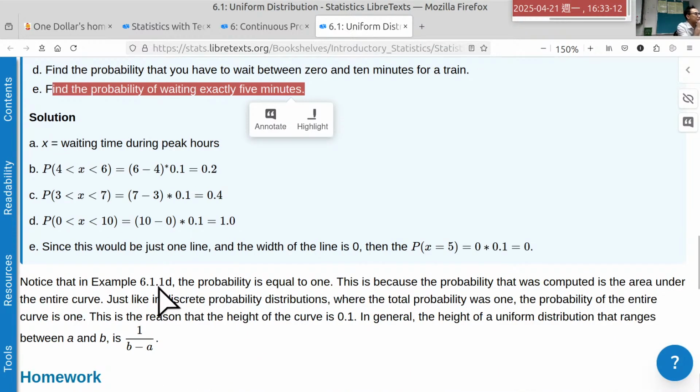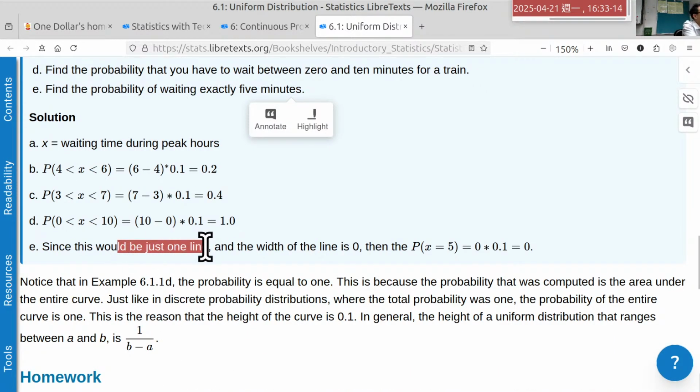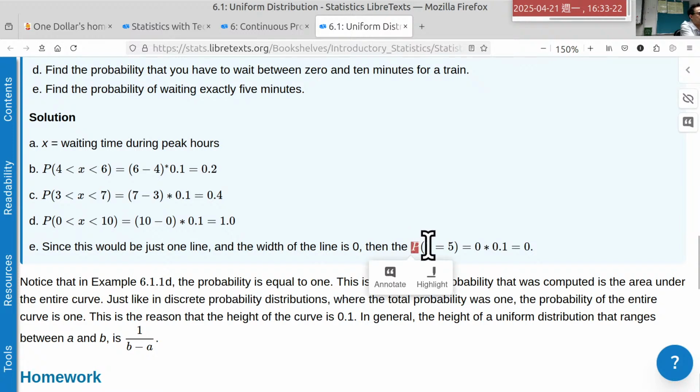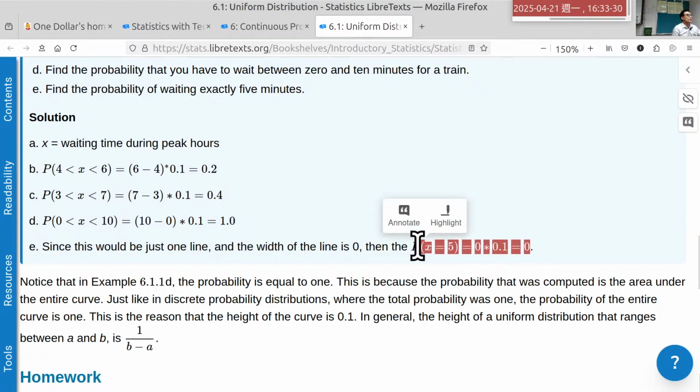Since this will be just one line and the width of the line is 0, then the probability X equals 5 is calculated as 0 times 0.1, that's 0. It's impossible to wait exactly 5 minutes because the area is very, very small. Okay.